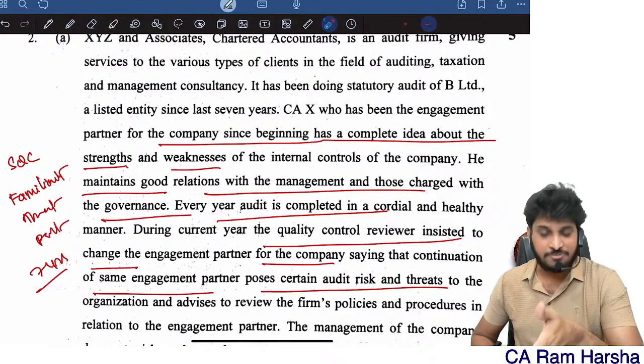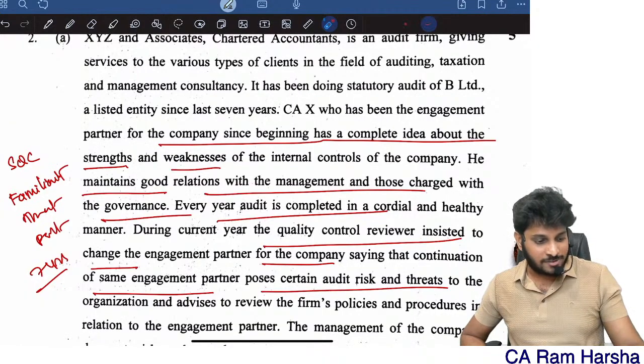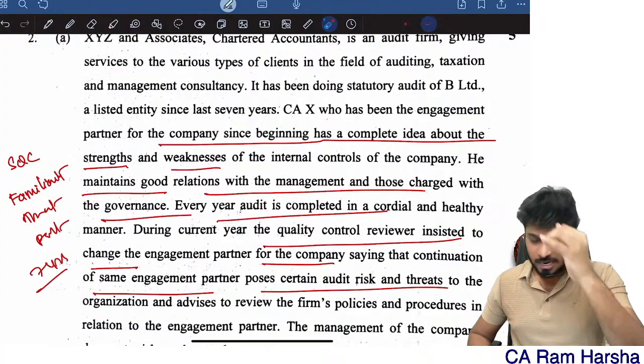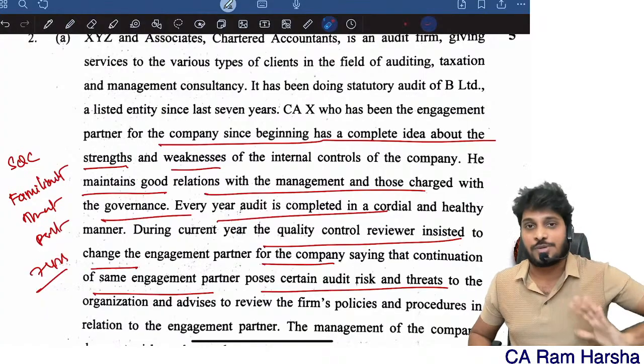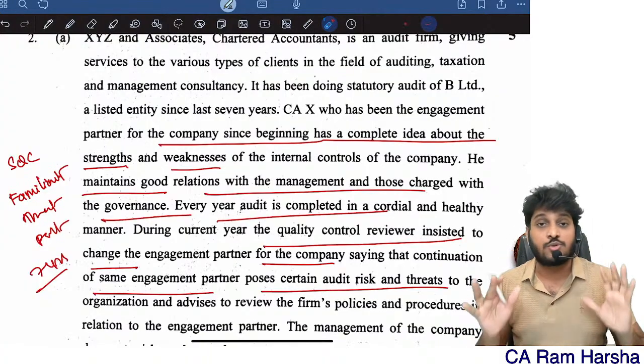Arey, this is a very tough paper, yaar. It's not an easy paper. It's a very tough paper. Those students who have studied auditing very lightly, very carelessly, especially with very short notes, none of them will answer these questions. Only those who thoroughly studied and understood the concepts, with high conceptual clarity, can answer what they asked.